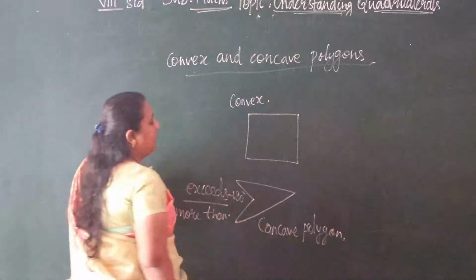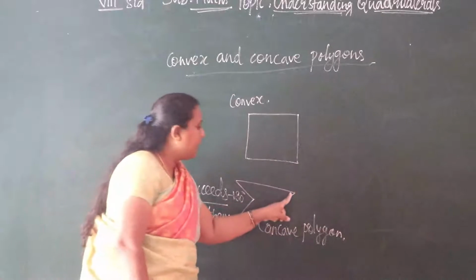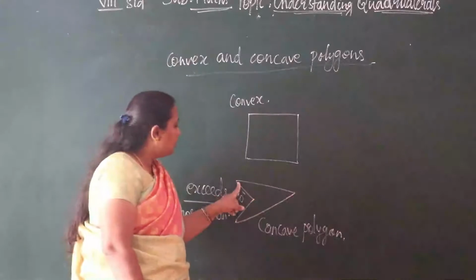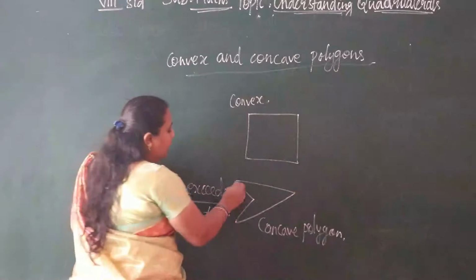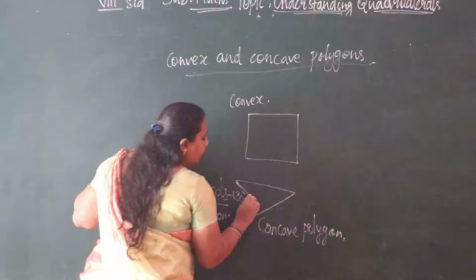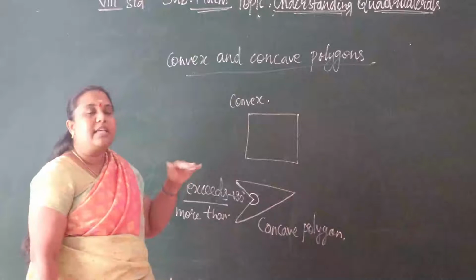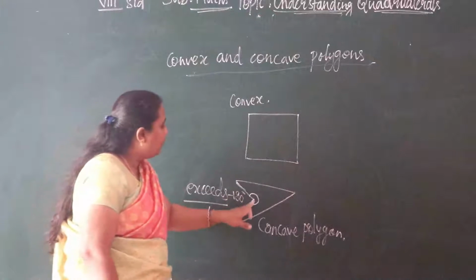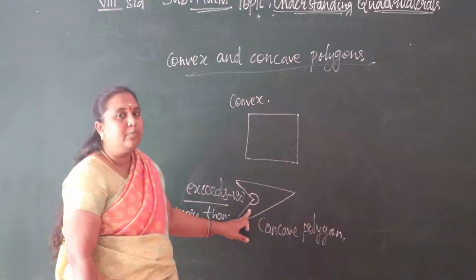So in this quadrilateral, which is the angle that is more than 180 degrees? See, this is less than 180 degrees, we know. And this is also less than 180 degrees. This also is less than 180 degrees. In the interior of a polygon, if one angle exceeds 180 degrees, we can say it is a concave quadrilateral, a concave polygon.